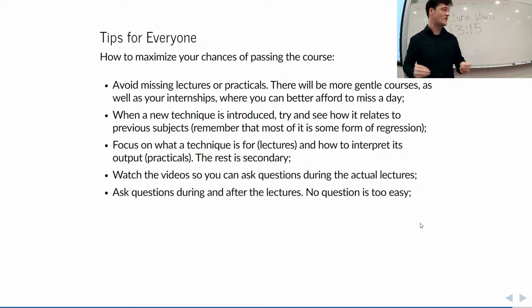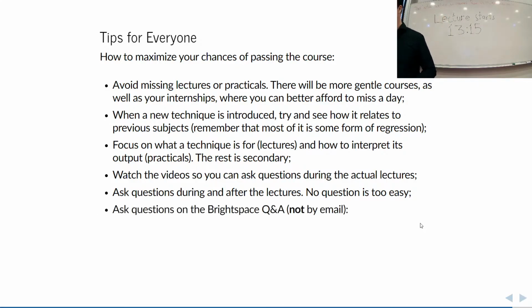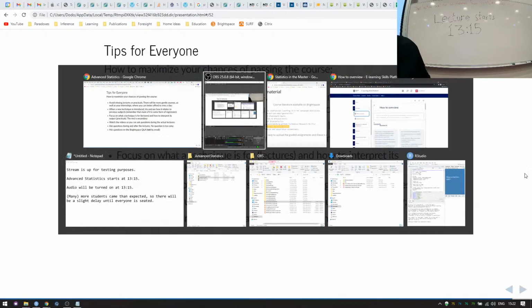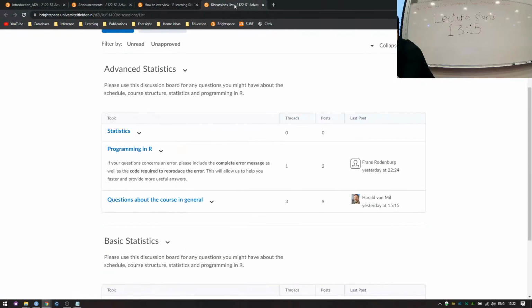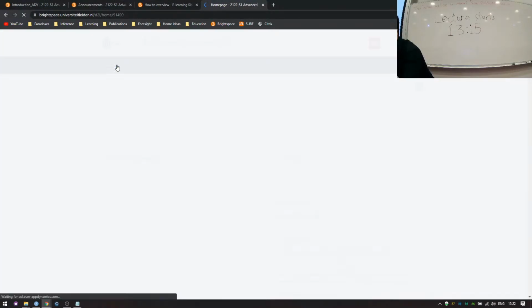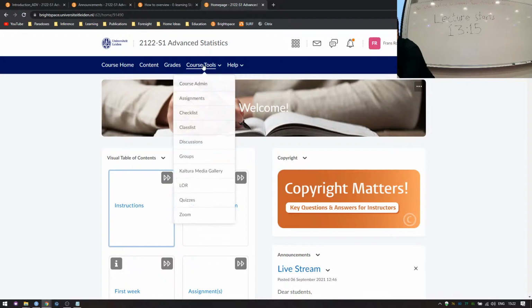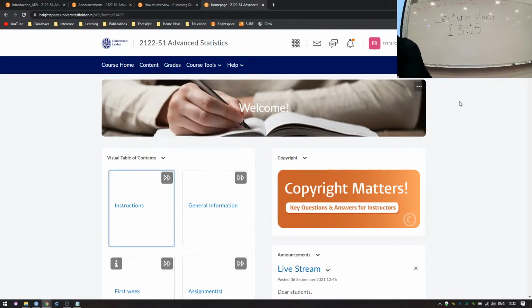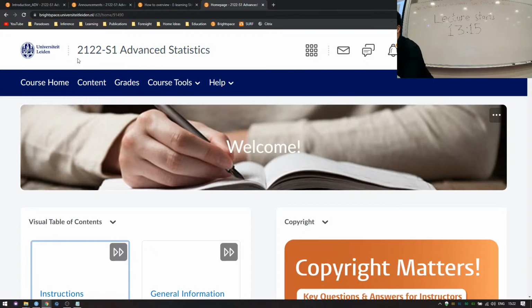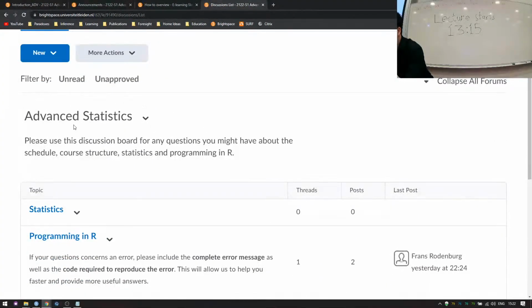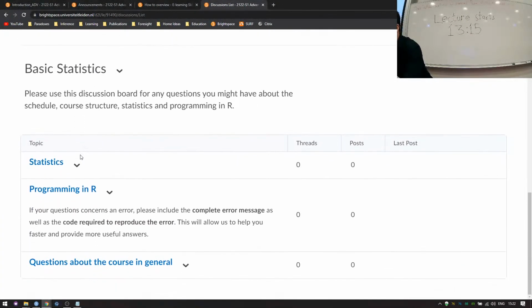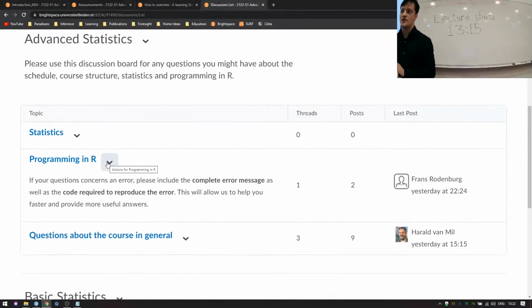So ask questions. The other thing is where to ask questions. We really prefer that you use the Brightspace Q&A. I will quickly show it. On Brightspace, I'll just show it from here. If you go to Advanced Statistics, there's Course Tools. I hope this is visible. Let me make it a little bit bigger. If you are at the Advanced Statistics page, go to Course Tools, and then go to Discussions. I've already set up one for Advanced Statistics and one for Basic Statistics. But for this week, we all do the same stuff, so it doesn't matter where you post it. You can just post in Advanced Statistics.